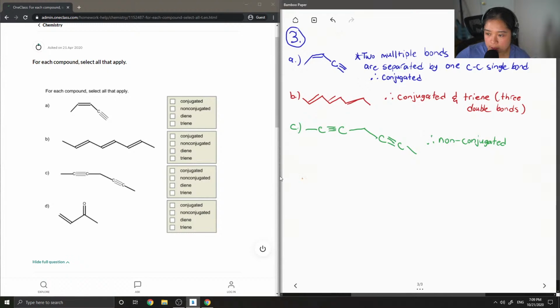And then lastly, let's look at D. I have a double bond here, 1 carbon-carbon single bond, and then there is a ketone up there. So therefore, this is also conjugated.